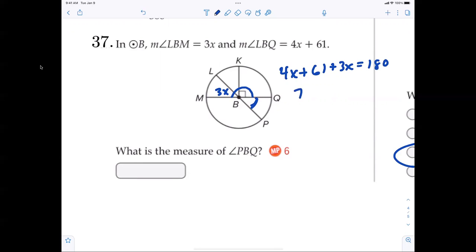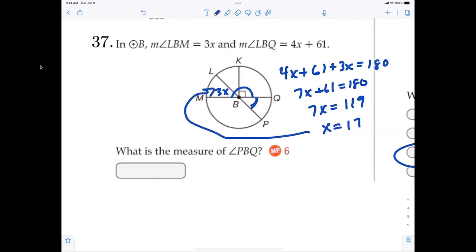And so it looks like 7x plus 61 equals 180. So 7x has to equal 119, right? So x is equal to 17, right? And if x is 17, 3x would be 51 degrees, which is what that is. That makes sense now? Okay. All right, let me pause for a moment and collect.